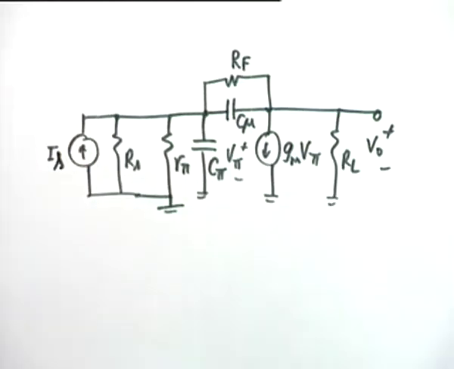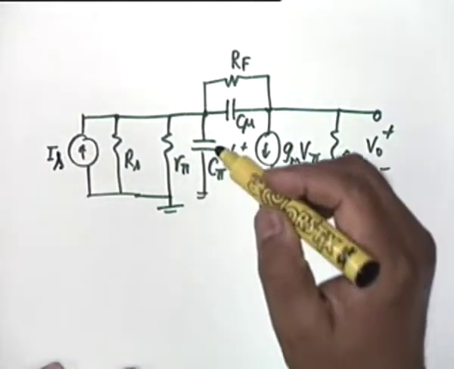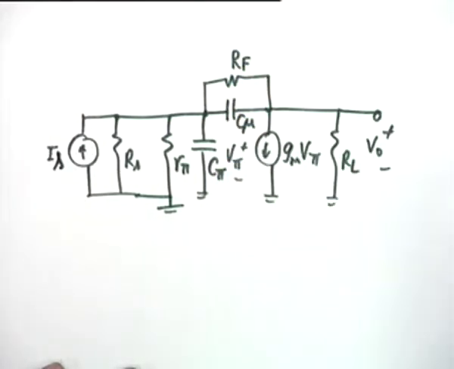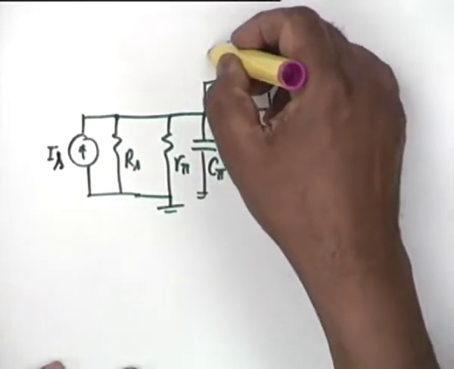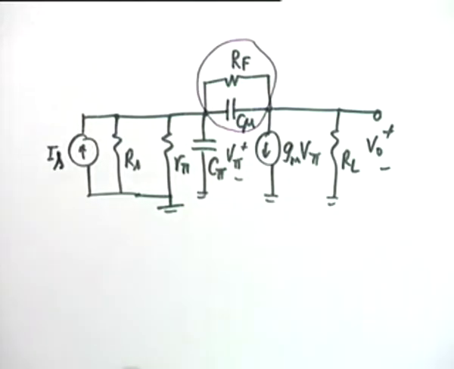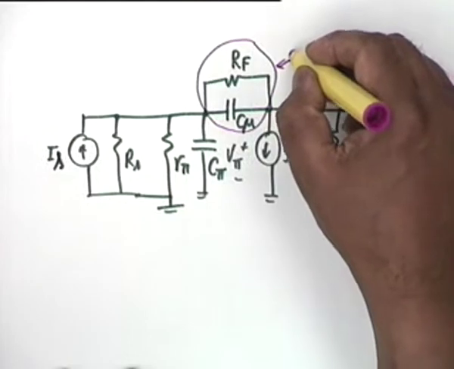Now, in order to analyze this, let us consider some simplifications. Let us consider these two to be combined into a single admittance, and let us call this admittance Y mu.